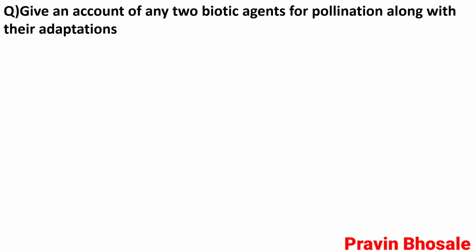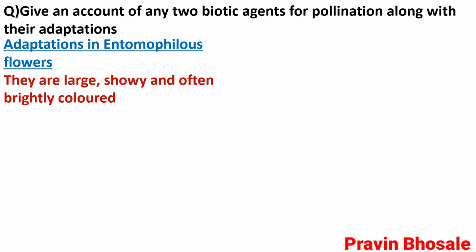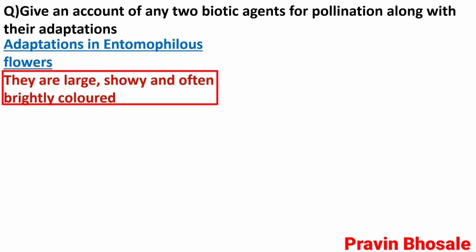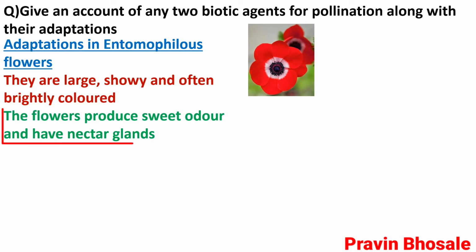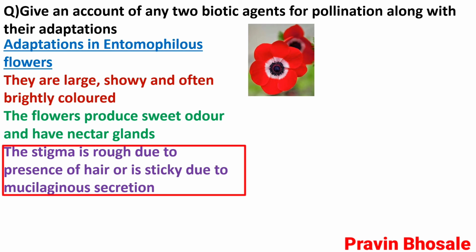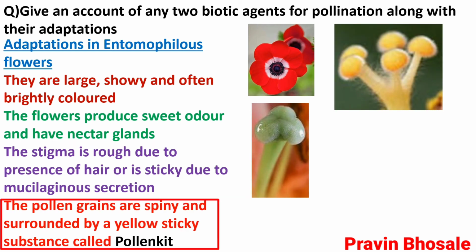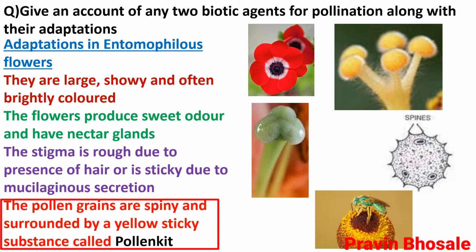Give an account of any two biotic agent for pollination along with their adaptation. Adaptation in entomophilous flower. They are large, showy, and often brightly colored. The flowers produce sweet odor and have nectar glands. The stigma is rough due to presence of hair or sticky due to mucilaginous secretion. The pollen grains are spiny and surrounded by yellow sticky substance called pollen kit.